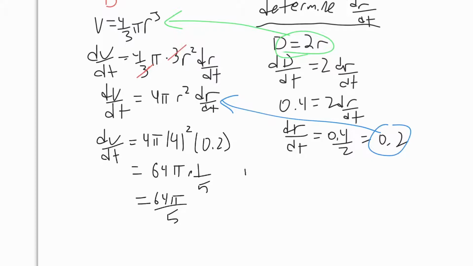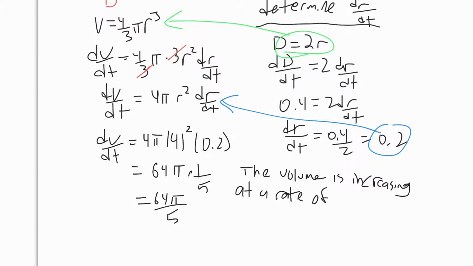And so we could say the volume is increasing at a rate of 64π over 5. And then we look back for the units, meters cubed, volume per second.